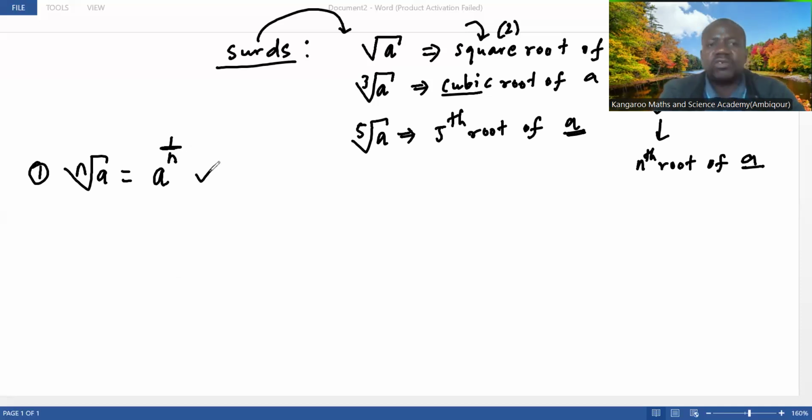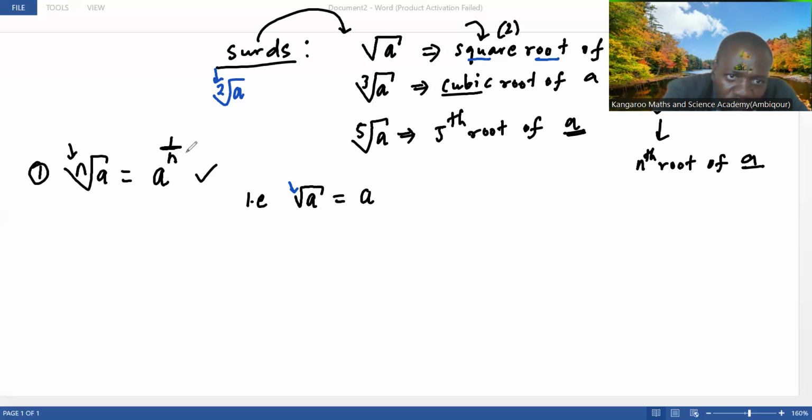This is one of the most important things that you need to know. That's why when we say the square root of a, it means there is a 2 here. It's just that when we write square root, we don't write the 2. It's the same as this; we just don't write it. So the square root of a is the same as a with 2 here, and it's going to be a to the exponent of half.